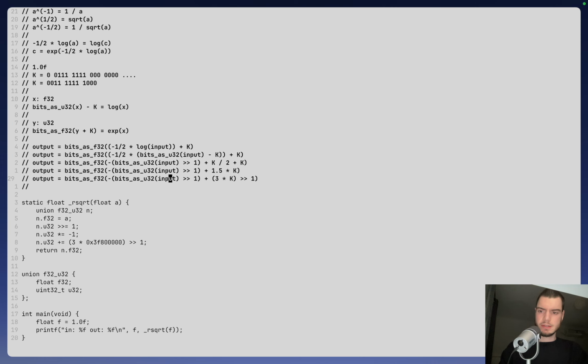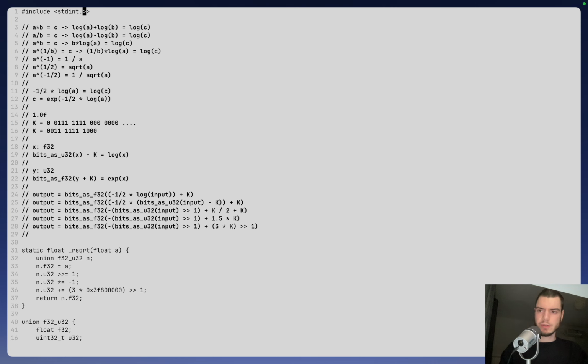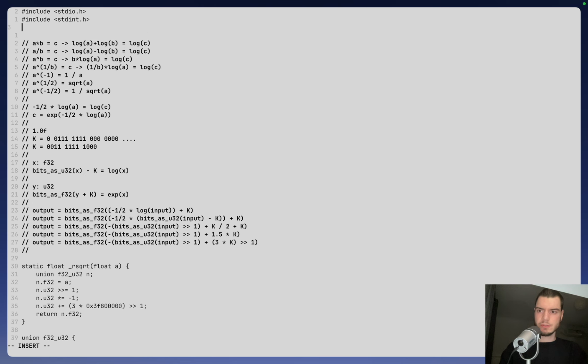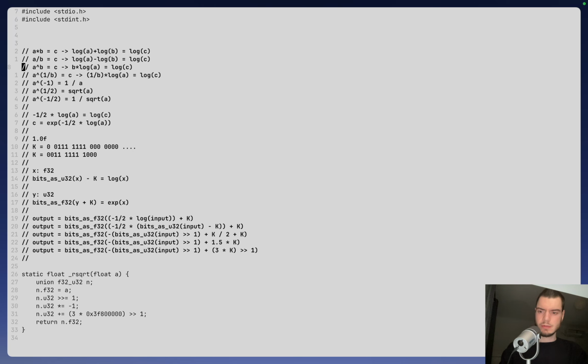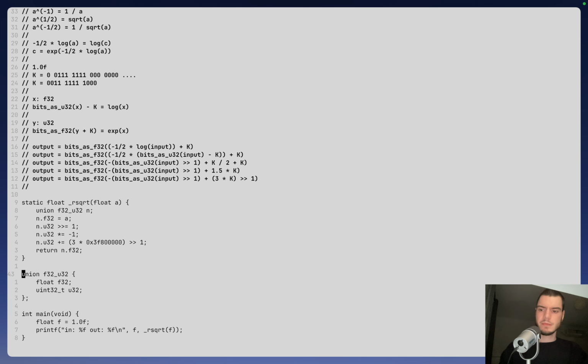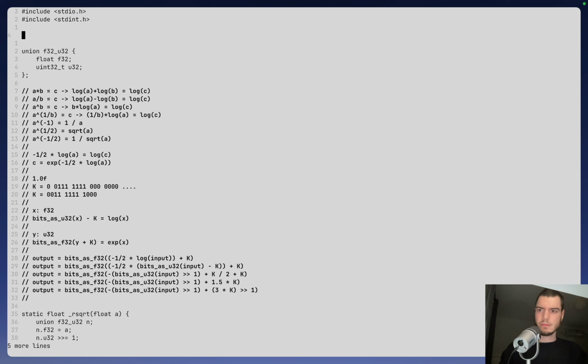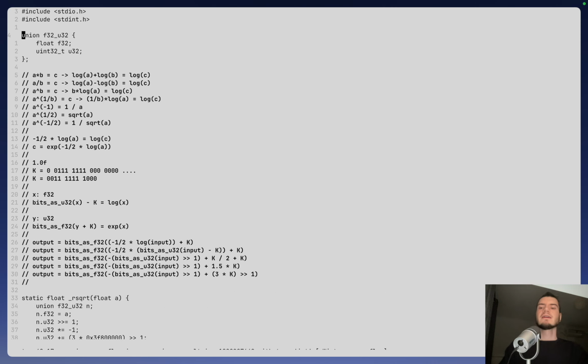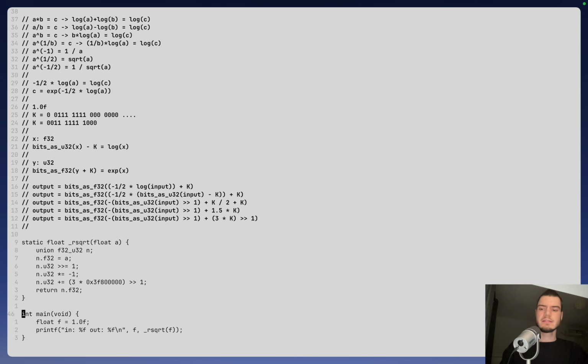Incomplete type, union F32, U32. Actually forgot to... Oh, okay. It's just further down. All right, let's try again. Overflow in an expression. This is an interesting thing.